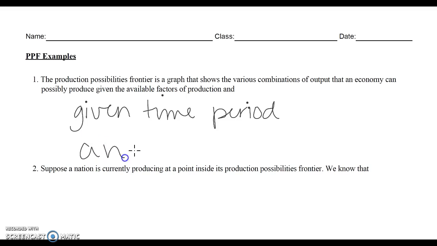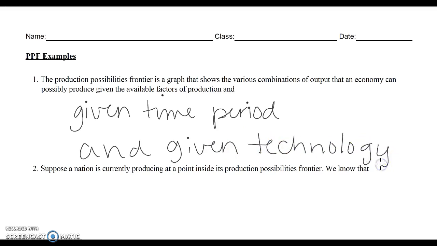And you also have to do your given technology. So whatever you have right now for technology is all you can use. You can't add additional technology in the given amount of time, because remember, the production possibilities frontier is a snapshot. So it's just showing you what is possible right now with what you have right now.